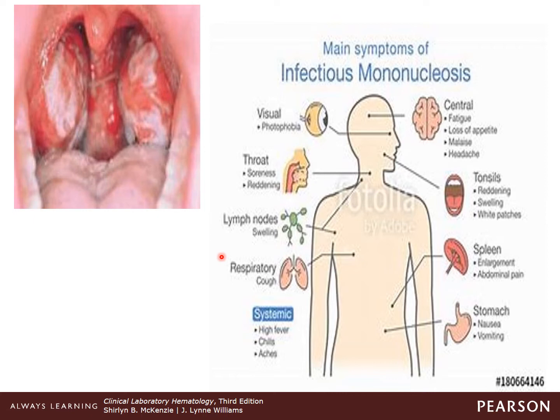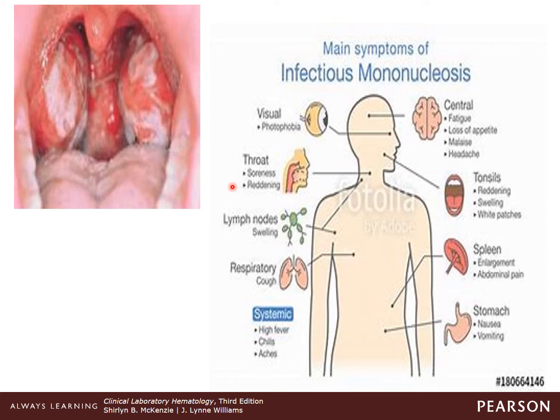Epstein-Barr virus proteins. Now, the classical symptoms, or the triad, are fever, pharyngitis, so you're going to have a very sore throat and redness. Look how these lymph nodes and tonsils become reddened and swollen. And you're going to have lymphadenopathy, so swollen lymph nodes. You will also feel very fatigued and tired.